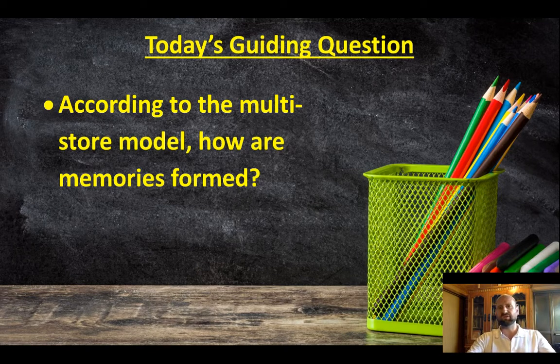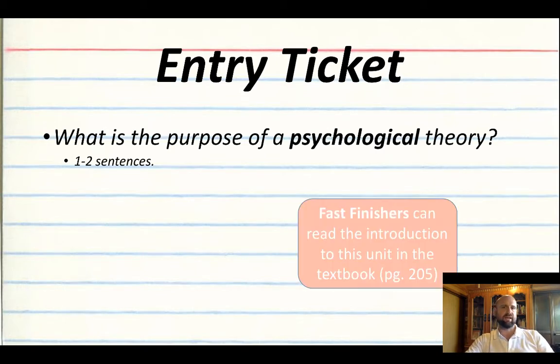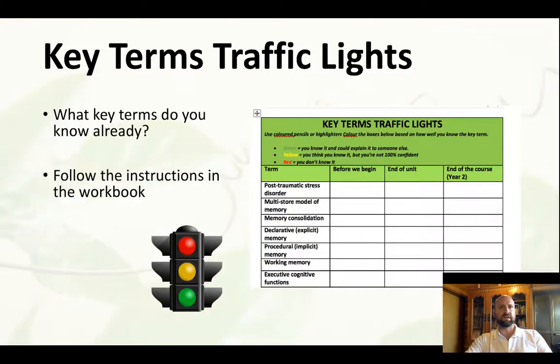And really what we want is that at the end of this lesson, students can diagram the multi-store model. That's what we want them to be able to do. Now, a good entry ticket here is: what's the purpose of a psychological theory? They just write it on a piece of paper, hand it in, and then if they finish, they can start reading. I'm hoping students are going to say something like, it tries to explain a psychological phenomenon, or it tries to explain a behavior, because what they're learning about in these first 2 topics are psychological theories.